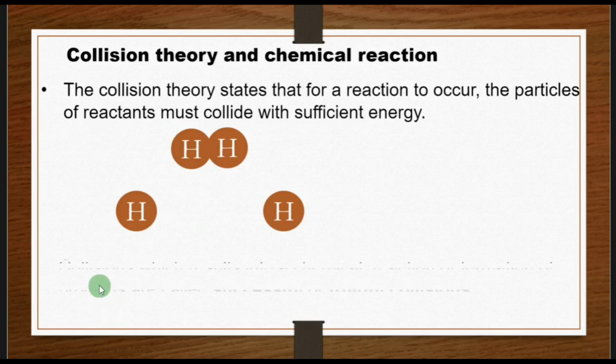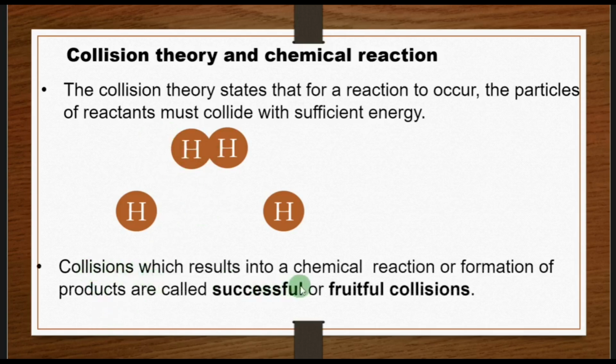What is also said here is that collisions which result in a chemical reaction or formation of products are called successful or fruitful collisions. Like this collision for these two, it is a fruitful collision because it has made hydrogen and hydrogen join to form a hydrogen molecule, but this one was not fruitful because after colliding with each other, the two did not bond to form a substance or a product.